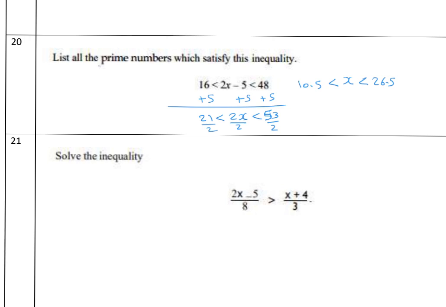I need the prime numbers which satisfy this inequality. What are the prime numbers between 10.5 and 26.5? 11, 13, 17, 19, 23, no, 27 is not a prime, and also not included. Okay.